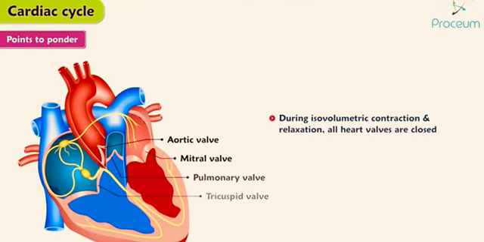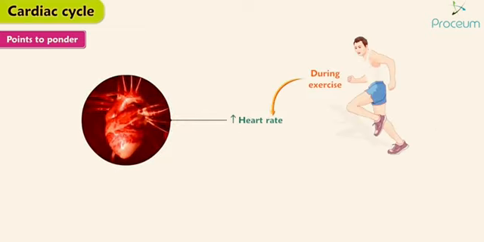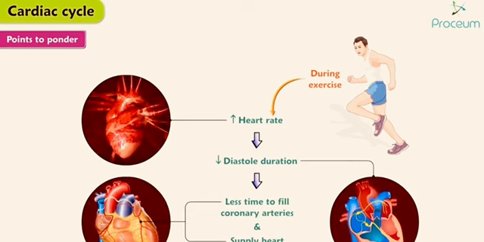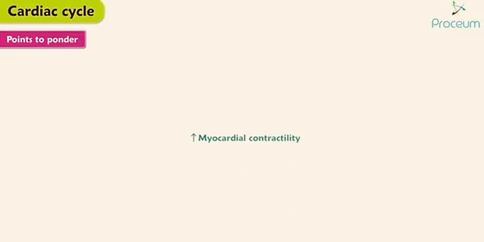Some points to remember. During isovolumic contraction and relaxation, all heart valves are closed. There is no period in which all heart valves are open. When the heart rate increases during exercise, the duration of diastole decreases, and there is less time to fill the coronary arteries and supply the heart with oxygen. A patient with narrowed coronary arteries experiences chest pain during exertion; the coronary artery disease is atherosclerosis, and the chest pain is called angina.